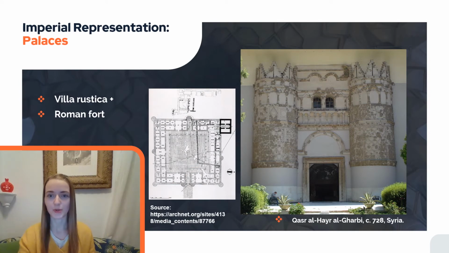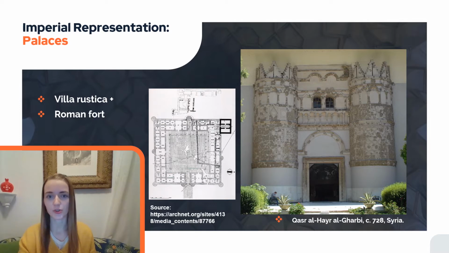Let us start with the Umayyads. They often escaped the busy city life and moved to their residences further out, which are often referred to as desert castles. A famous one is the Qasr al-Hayr al-Gharbi from around 728. Here you can see the main gate. It again displays Roman building techniques like the projecting towers or the lintel, stone and brick alternations.